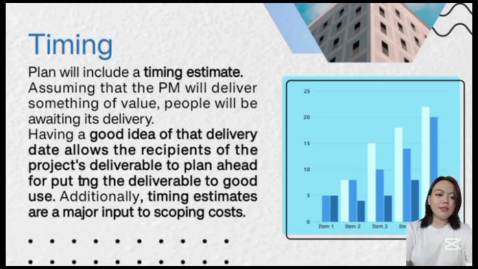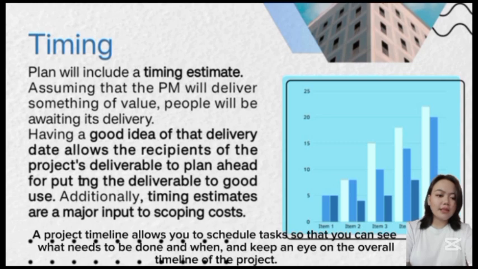Timing. The plan will include a timing estimate. Assuming that the PM will deliver something of value, people will be awaiting its delivery. Having a good idea of the delivery dates allows the recipients of the project's deliverable to plan ahead for putting the deliverables to good use. Additionally, timing estimates are a major input to scoping costs. So, a project timeline allows you to schedule tasks so that you can see what needs to be done and when, and keep an eye on the overall timeline of the project.